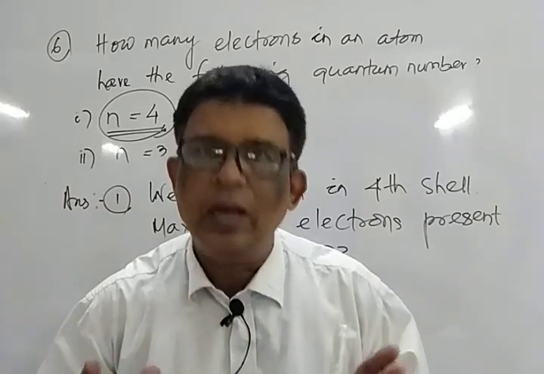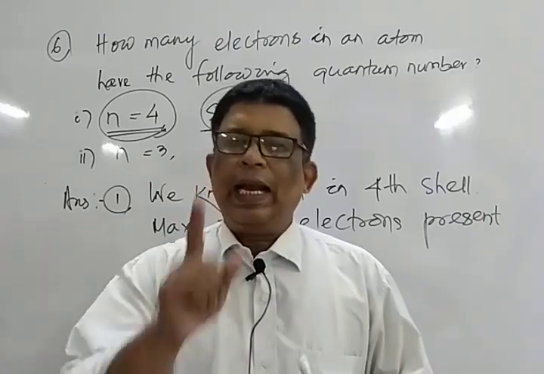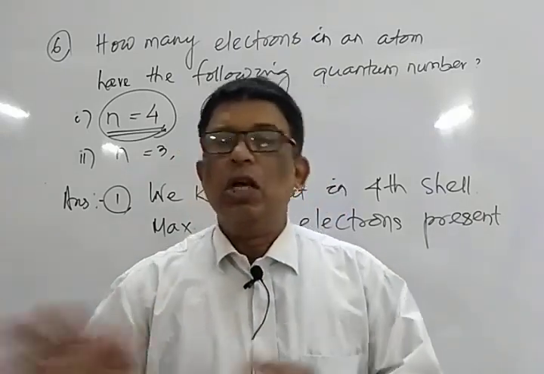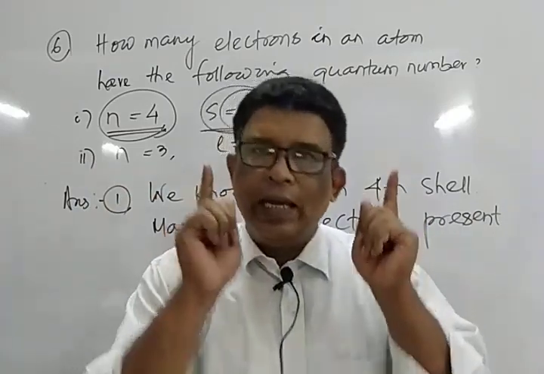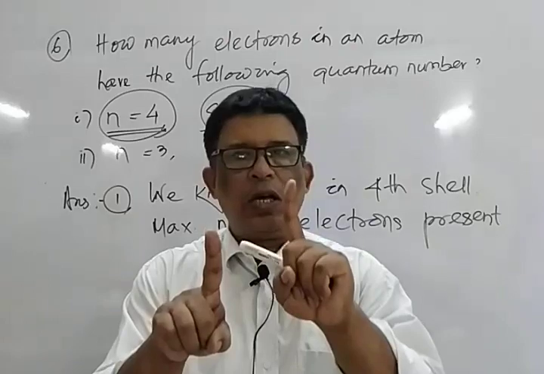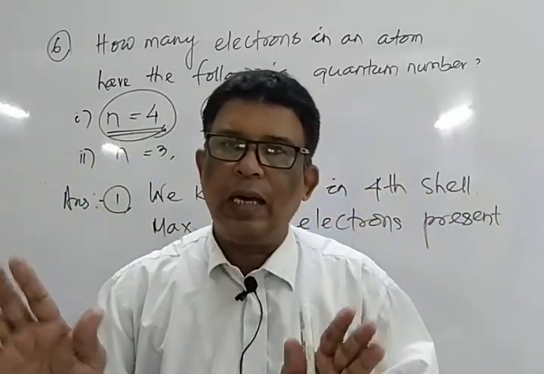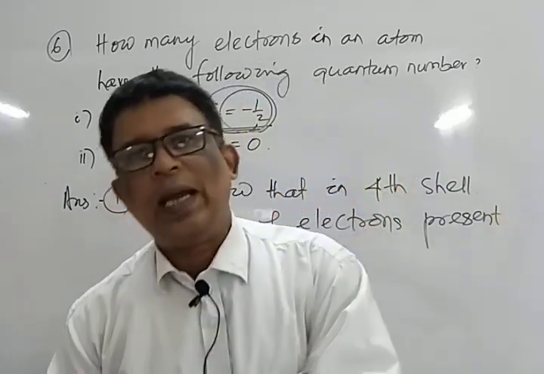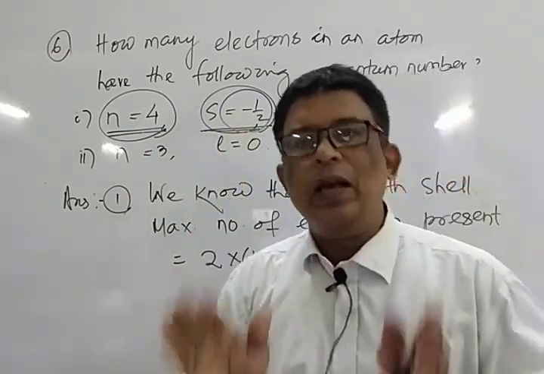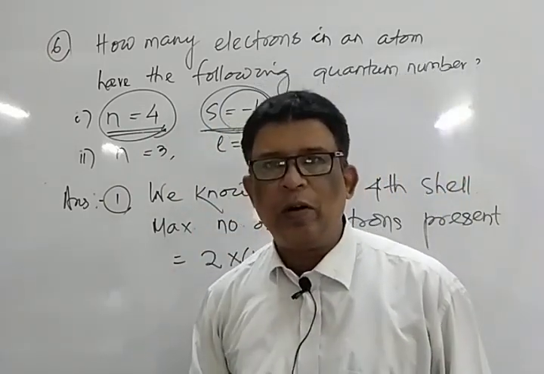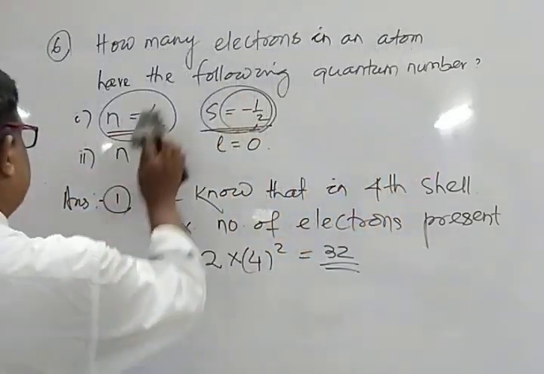I repeat again. Do you understand or not? Total number of electrons is 32. Again, each orbital has 2 electrons. So 32 electrons are in 16 orbitals. In each orbital 2 electrons, one is plus half, one is minus half. So in 16 orbitals, there are 16 plus half and 16 minus half. So the question is, in the fourth shell, how many electrons have minus half spin quantum number? So answer is 16. Okay, good. Move to the second one.